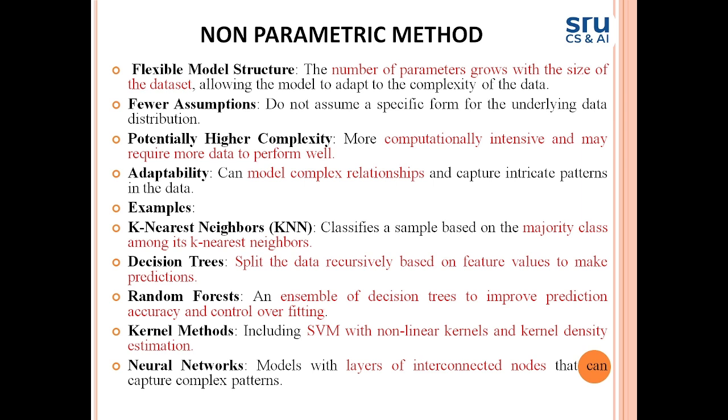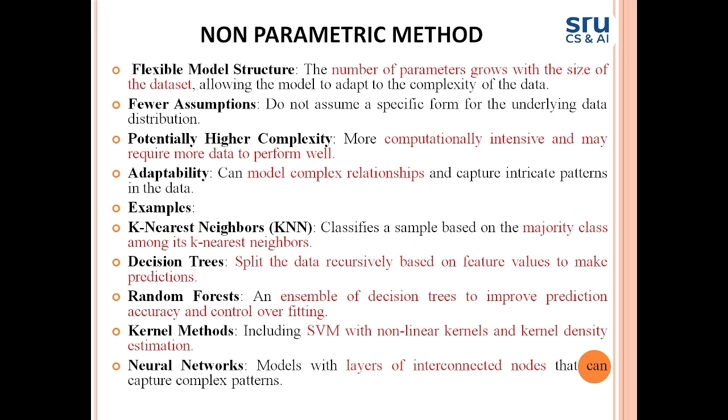In non-parametric methods, we have a flexible model structure. What does it mean? The number of parameters grows with the size of the data set so that the model adapts to the complexity of the data. Fewer assumptions: they do not assume a specific form for the underlying data. There is potential for higher complexity, more computational intensity, and may require more data to perform well. Adaptability: can model complex relationships and capture intricate patterns in the data.